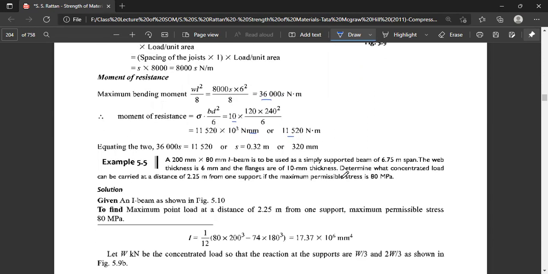So next problem, let us start discussing. A 200 millimeter into 800 millimeter I-beam is to be used as a simply supported beam of 6.75 meter span. The web thickness is 6 millimeter and the flanges are of 8 millimeter thickness. Determine what concentrated load can be carried at a distance of 2.25 meter from one support, if the maximum permissible stress is 8 MPa.